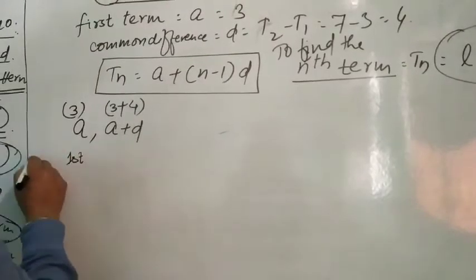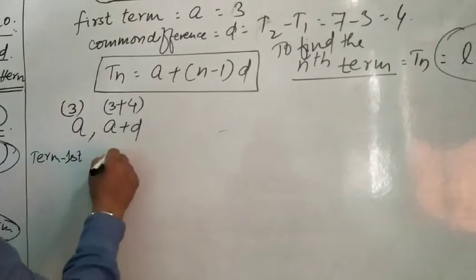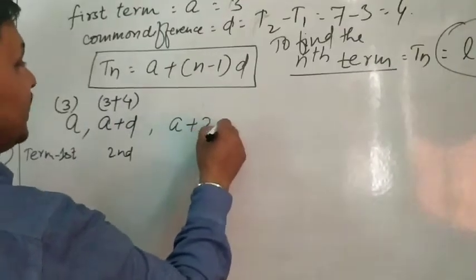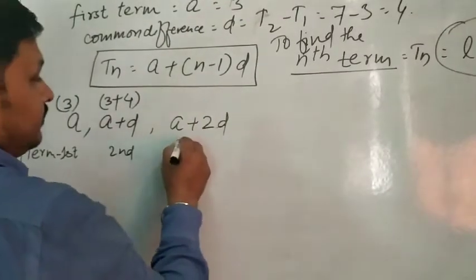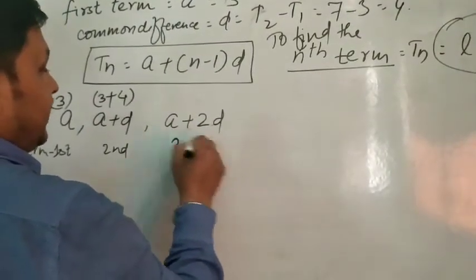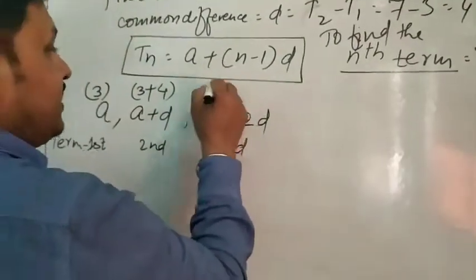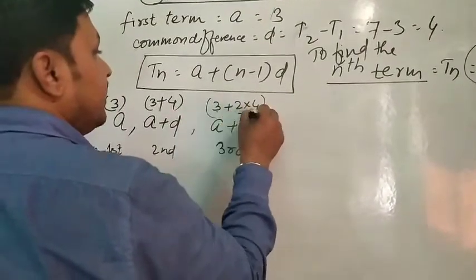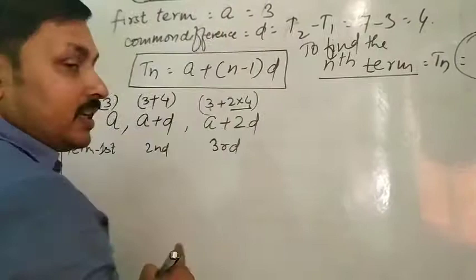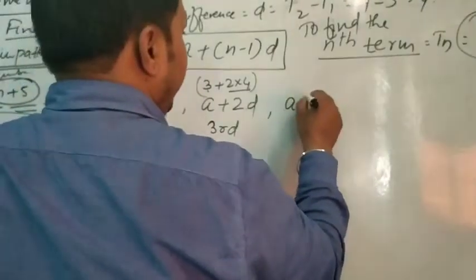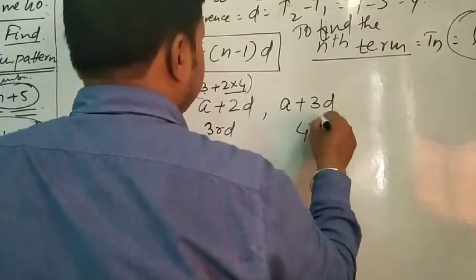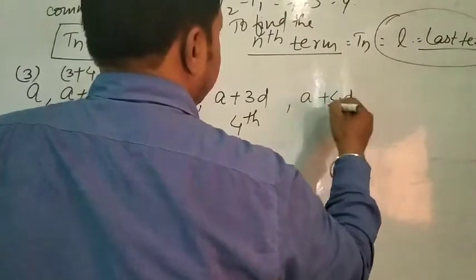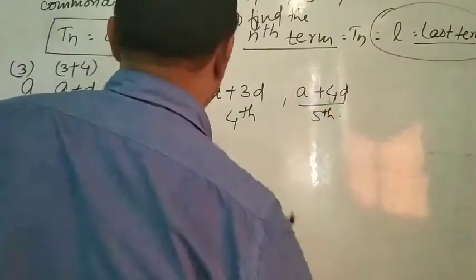You have your first term, your second term, your third term, A plus 2D. That's the third term. So that means 3 plus 2 into 4, 8 plus 3, 11. Your third term is 11. Now A plus 3D is the fourth term, A plus 4D is the fifth term.